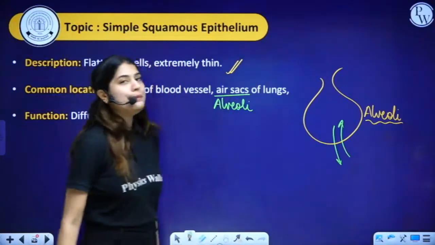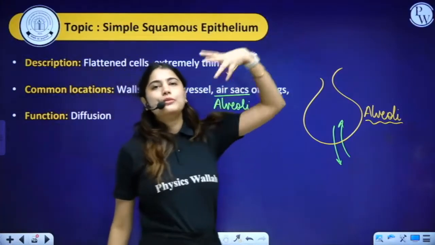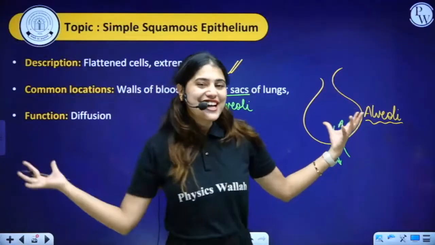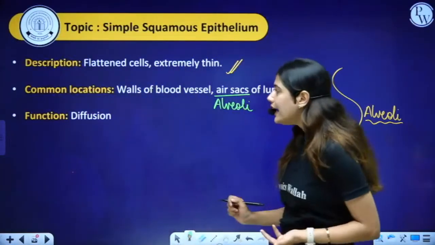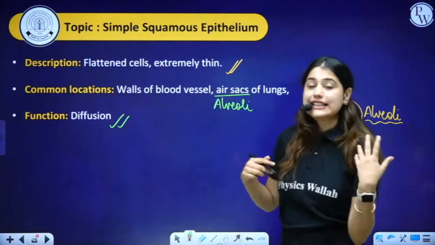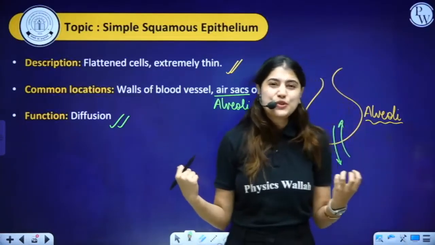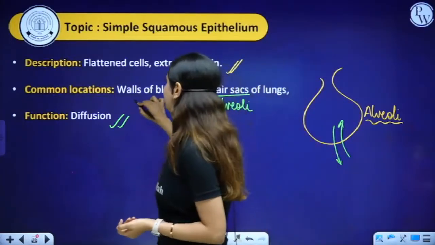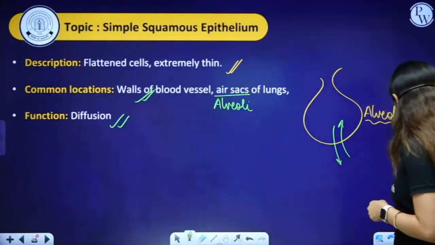It will help in the exchange of gases, and we all know gases move from their high concentration to their low concentration by the process of diffusion, right? So what is the function of this epithelium? It is diffusion, and similarly it is also present in our blood vessels, the tubes which carry the blood in them. So that was about simple squamous. Let's move to the further topics.